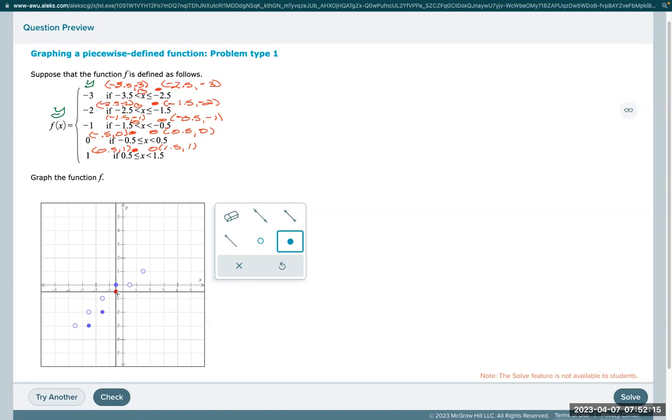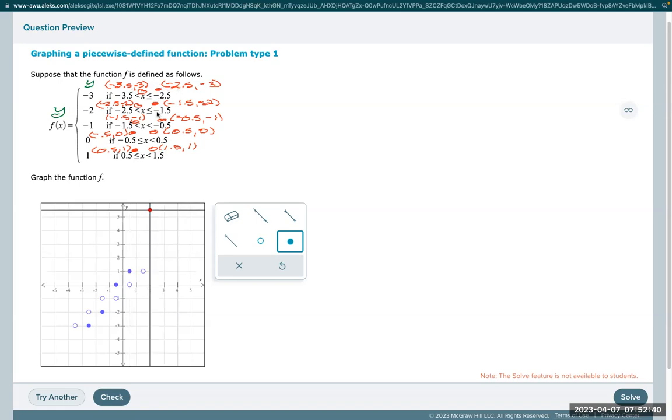I am missing this open circle, which is -0.5, -1. Sorry, before I forget it. And then we're going to count our points to make sure that we have all of them. Next closed circle was this one, which is 0.5 and 1. Now make sure that we have all of our points counted for.